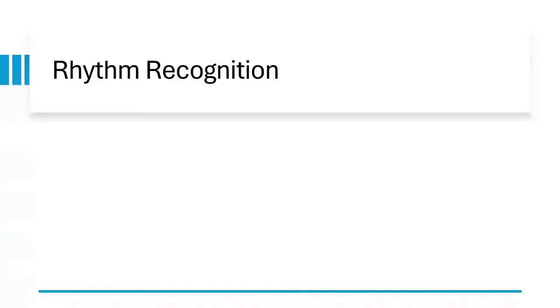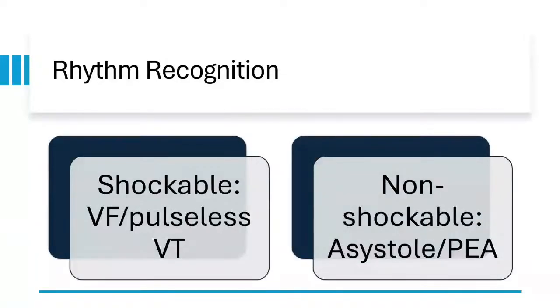All right, so for rhythm recognition, I think of it as two main categories. Does anybody want to offer up the two main categories for rhythm recognition? Fast and slow. So for a cardiac arrest, oh, shockable, non-shockable. Shockable and non-shockable, very good. So some of the shockable rhythms: VFib, pulseless VTach, and then the non-shockables: asystole and pulseless electrical activity.